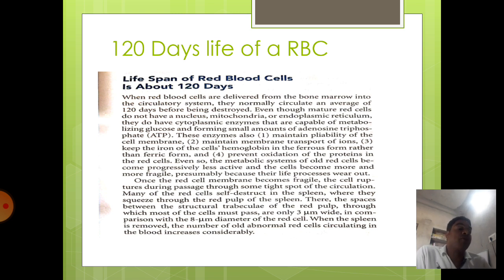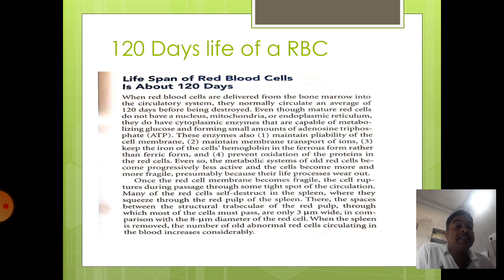120 days life of the RBC. The life of a red blood cell is about 120 days. When red blood cells are delivered from the bone marrow into the circulatory system, they normally circulate an average of 120 days before being destroyed. Although living, the mature red blood cells do not have a nucleus, mitochondria, or endoplasmic reticulum. They do have cytoplasmic enzymes that are capable of metabolizing glucose and forming a small amount of adenosine triphosphate.